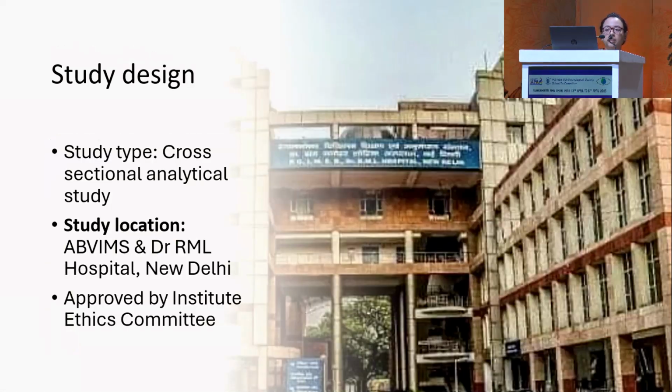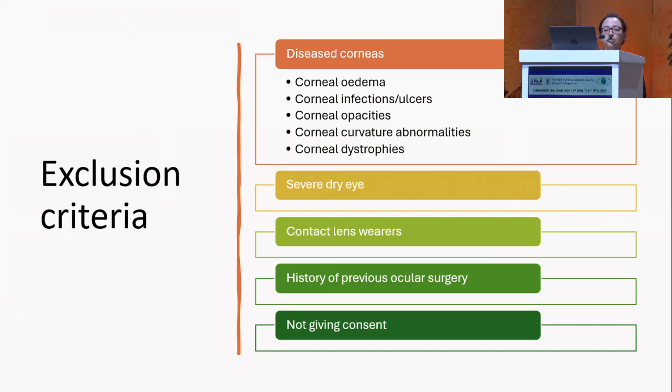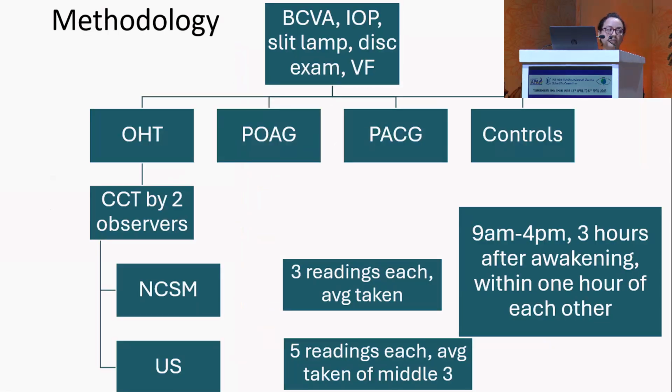It's a cross-sectional analytical study conducted at RML Hospital. So this is the inclusion criteria of OHT, POAG, PACG, and controls according to the standard definitions. Exclusion criteria were diseased corneas like edema, infections, opacities, or any curvature abnormalities, dystrophies, severe dry eye, contact lens wearers, history of previous ocular surgery, or those not giving consent.